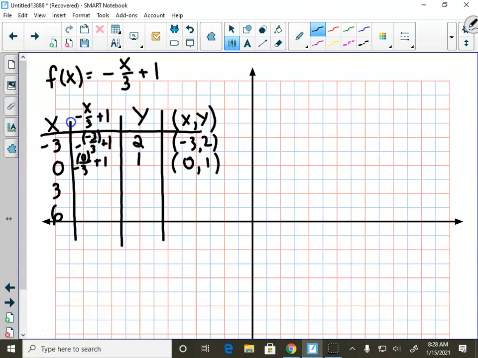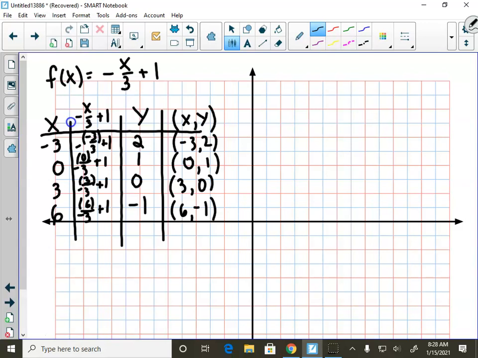Then we're going to use 3. So we have 3 over negative 3, which would be negative 1. Negative 1 plus 1 would give me 0. So that's going to give me 3, 0. And then if I put in 6, I'm going to have 6 over negative 3, which would be negative 2. Negative 2 plus 1 is going to give me negative 1. And that's going to give me 6 and negative 1.